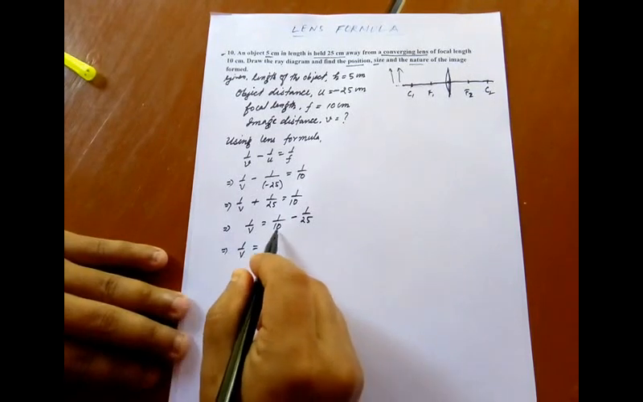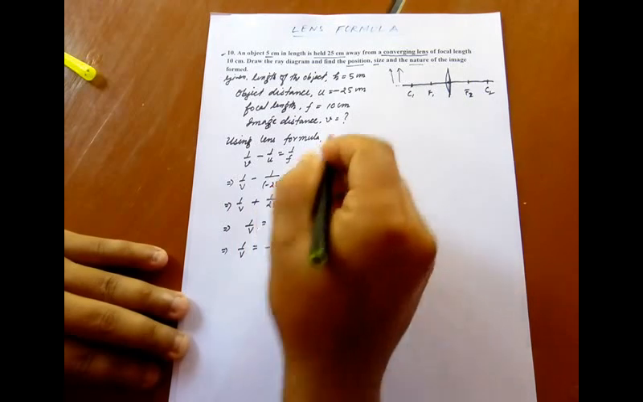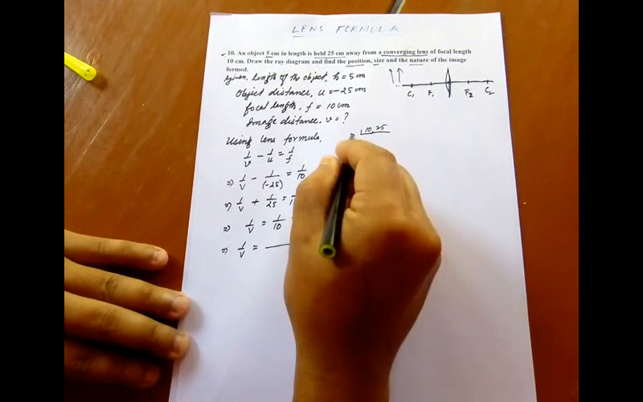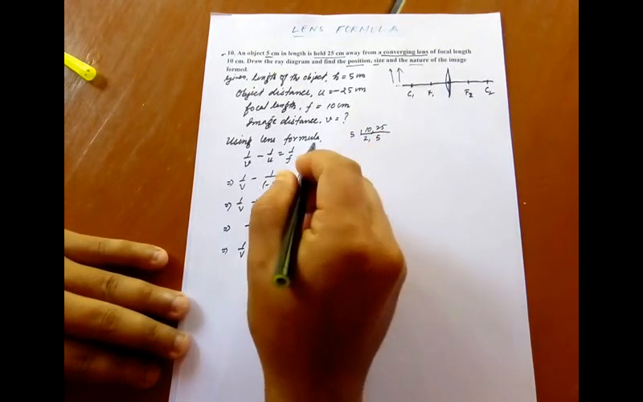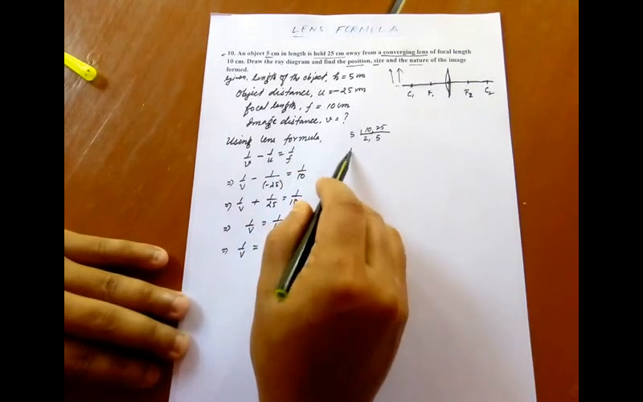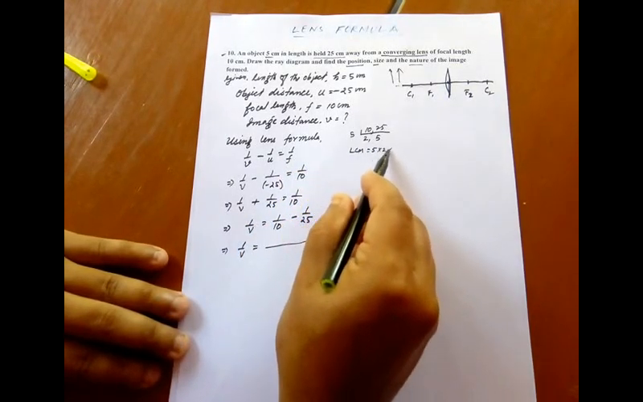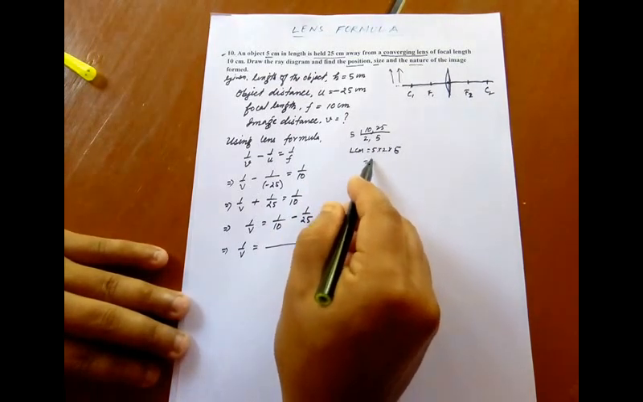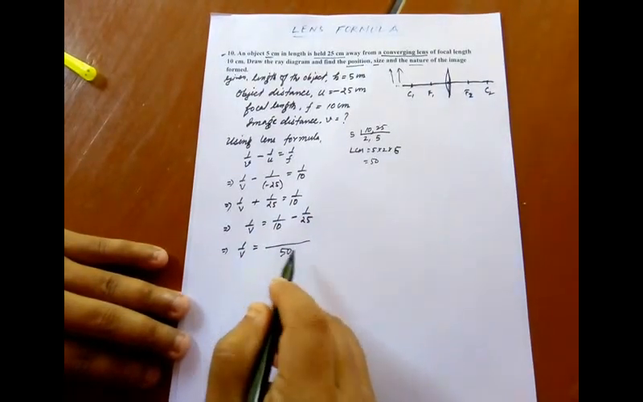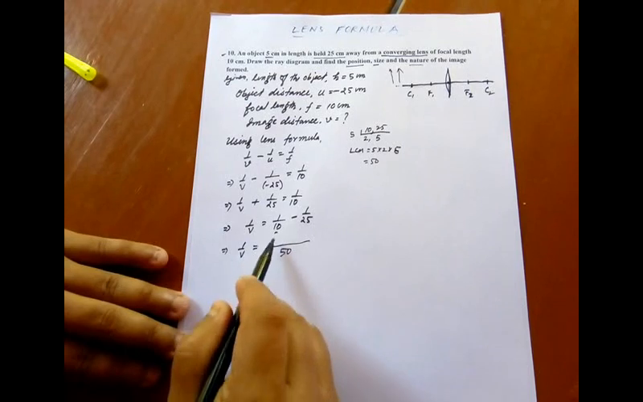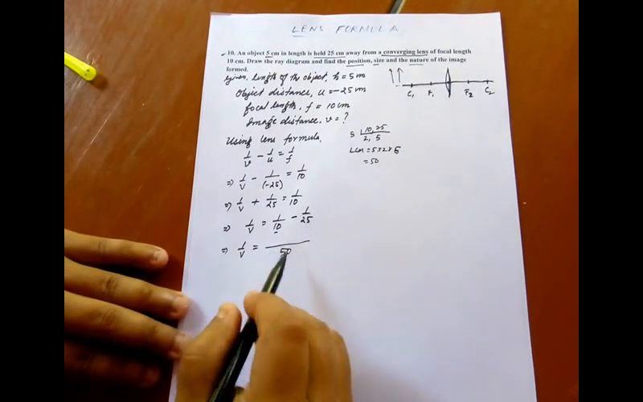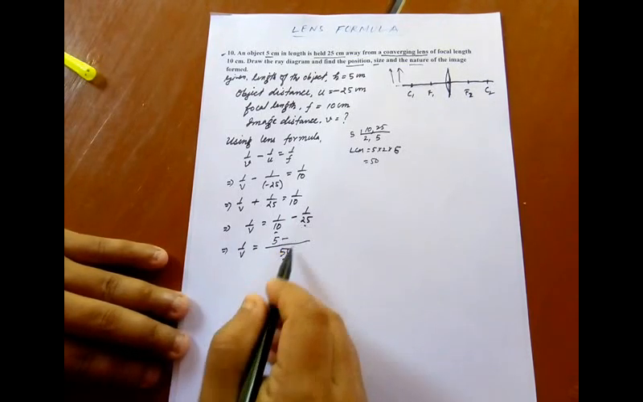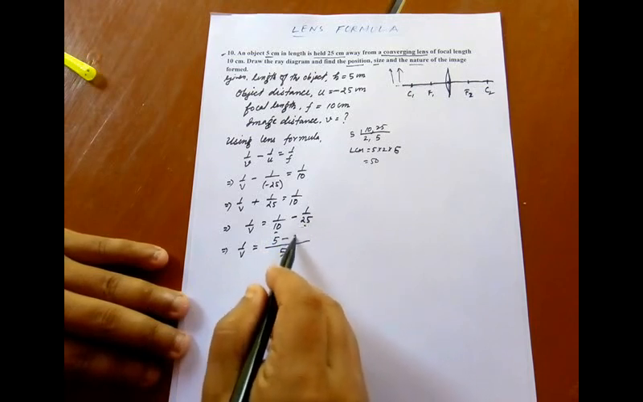1 by V. Now we have to take the LCM between 10 and 25. Those who have a problem with the LCM, I'll just simply show it here, an easy way. 10 and 25: 5 twos are 10, 5 fives are 25. So what will the LCM be? 5 into 2 is 10, 10 into 5 is 50. So our LCM is 50. Now we have to see how many times the denominator 10 goes into 50. 10, 5 times is 50. Then here also, 25, how many times is 50? 25 two times is 50.